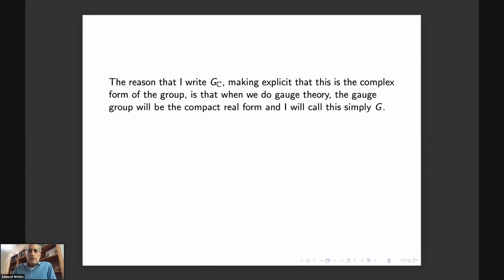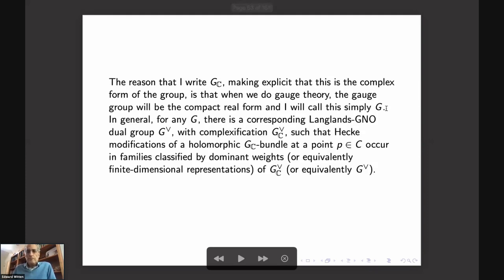So the reason I call the Lie group here G sub C is that when we do gauge theory, the gauge group will be the compact real form, which I'll call simply G. Now, in general, for any G, there is a corresponding Langlands GNO dual group, which I'll call G dual, with the complexification G dual sub C, such that Hecke modifications of the holomorphic G_C bundle at P occur in families classified by dominant weights, or equivalently finite dimensional representations of the dual group, or equivalently its maximal compact subgroup, since the dominant weights or finite dimensional representations of those two are in parallel.